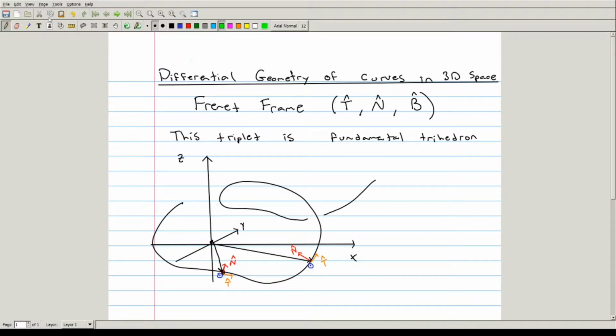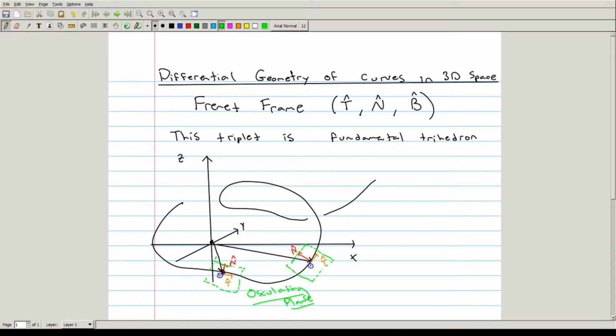In certain texts, in certain applications, we term this plane right here, the plane that's spanned by the tangent and normal vector, the osculating plane. And this is sometimes a very useful idea for discussing the differential geometry of curves.